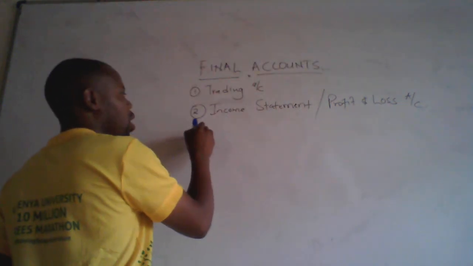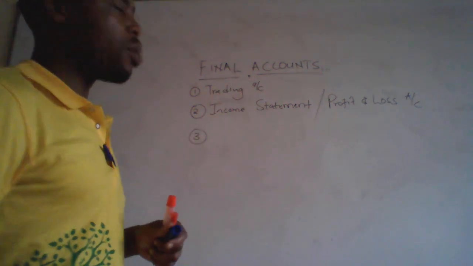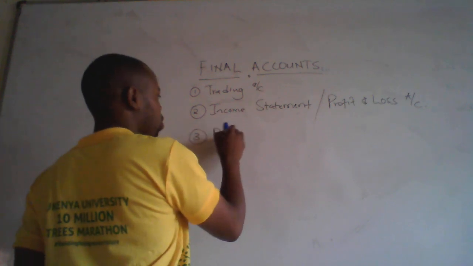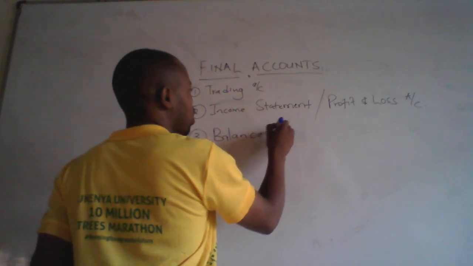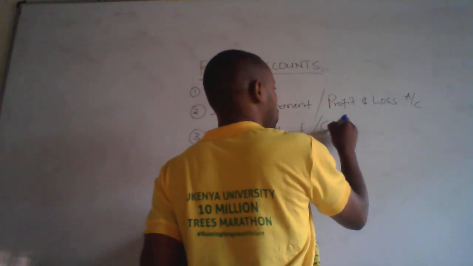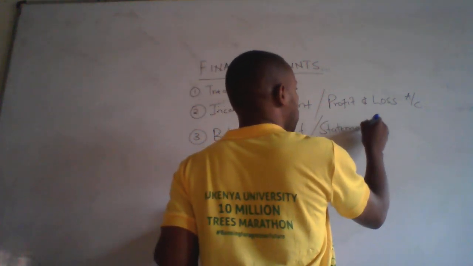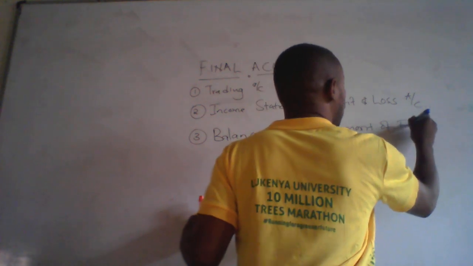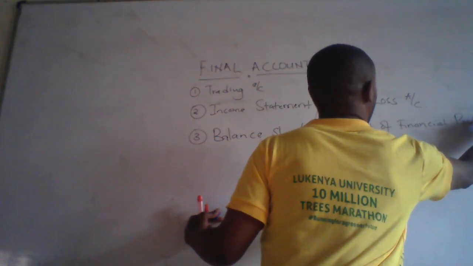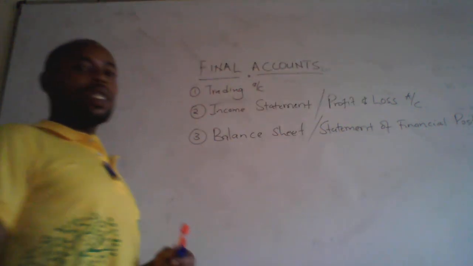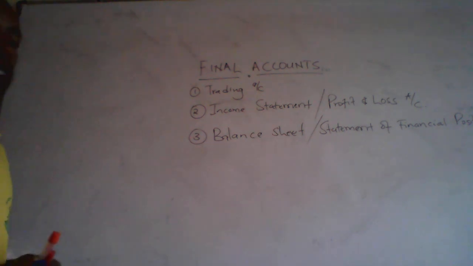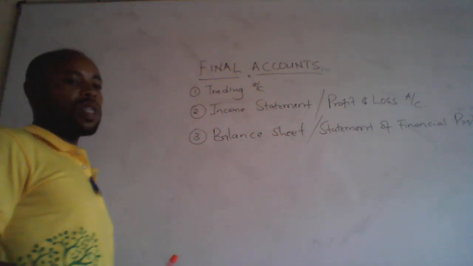And number three, under the financial statements of the final accounts, we are going to prepare what we call the balance sheet. A balance sheet, in other words, is called a statement of financial position. So these are the three statements that you are going to prepare under the final accounts, and I will begin with the first statement that you are supposed to prepare.